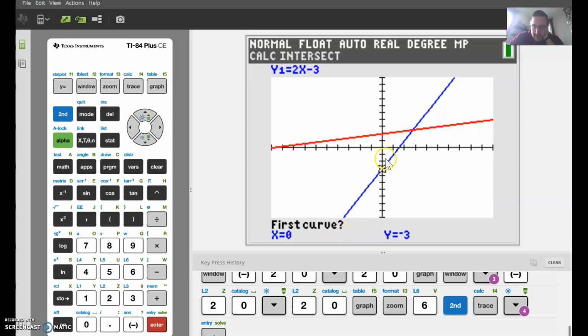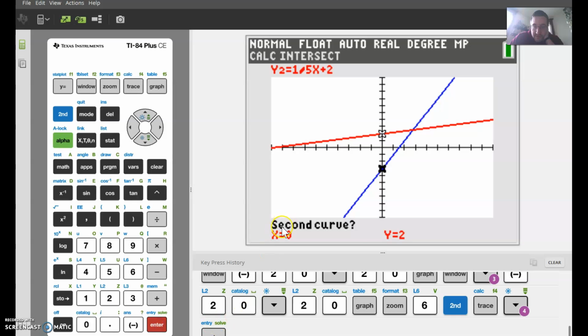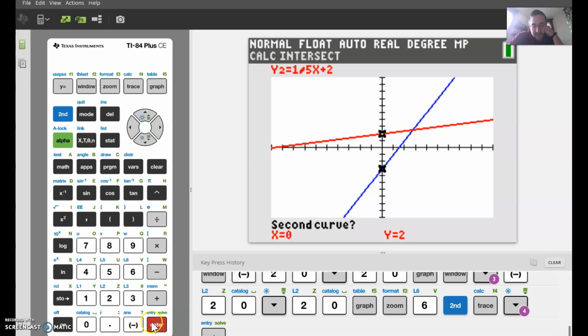So you push enter, and it tells you first curve, question mark. It just wants to make sure the cursor is on your first line, which it is. It's on the blue one, so I push enter. And then it says second curve, and notice now it's blinking on the red. That's what we want, so we push enter.